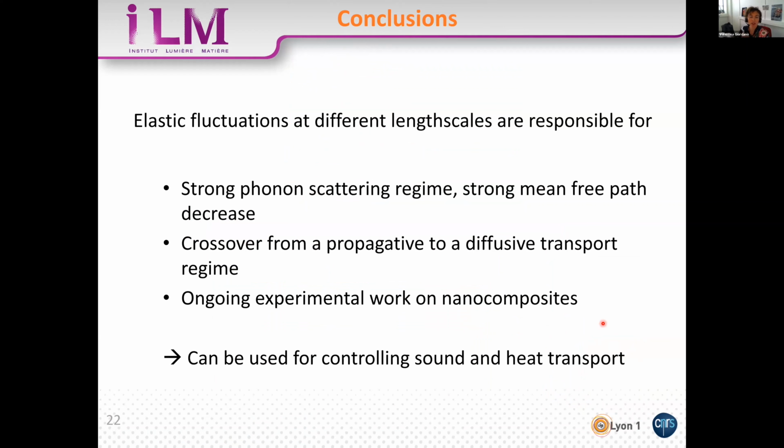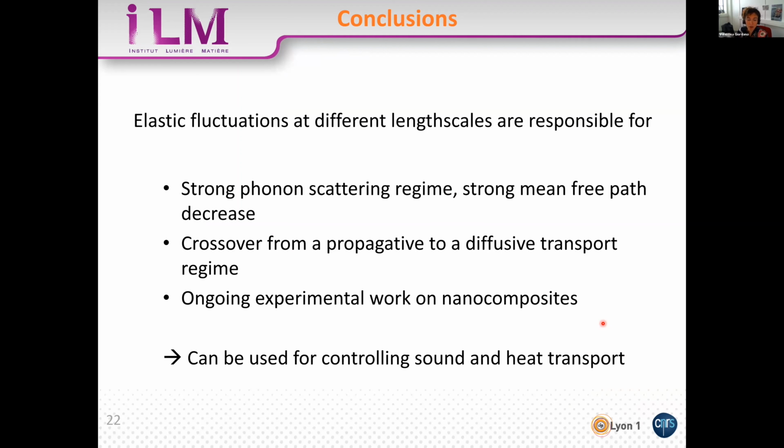So in conclusion, I've shown you with the glasses and the nanocomposites that when we have elastic heterogeneities, elastic fluctuations at different length scales, we can have a strong phonon scattering regime, which means a stronger mean-free path decrease. And this causes a crossover from a propagative to a diffusive transport regime. Now, I've shown you only the theoretical results for the nanocomposites for lack of time, but also because our experimental work confirming these predictions is still ongoing.